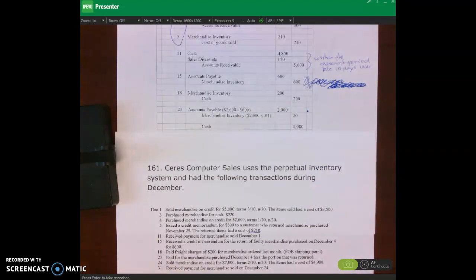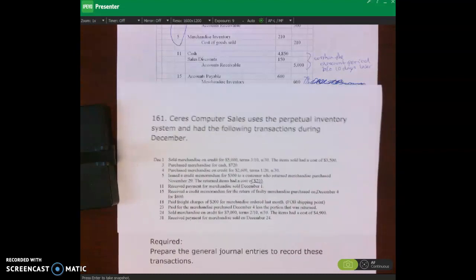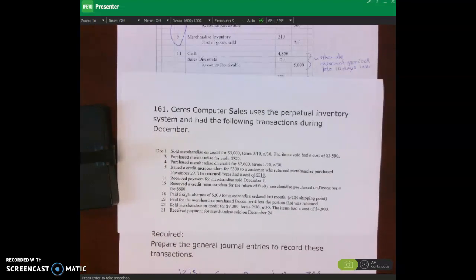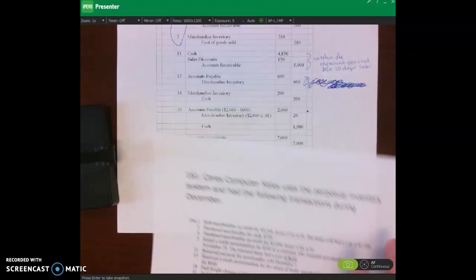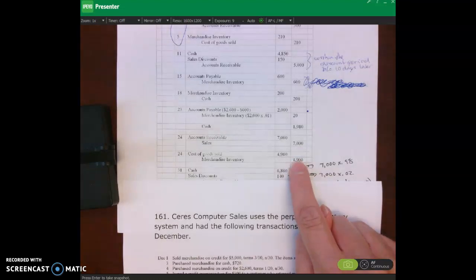All right, so let's look at the 24th. Sold merchandise on credit for $7,000, terms 2/10, net 30. So this is just a debit to accounts receivable for $7,000, credit sales $7,000, and then debit cost of goods sold, 4,900, credit merchandise inventory, 4,900 right over here.